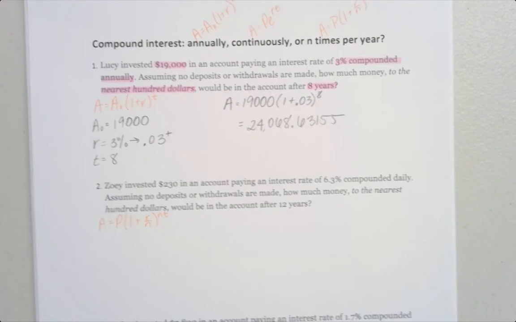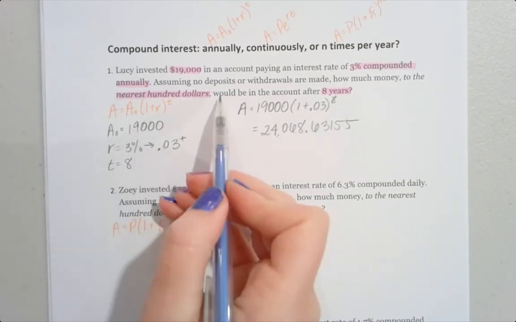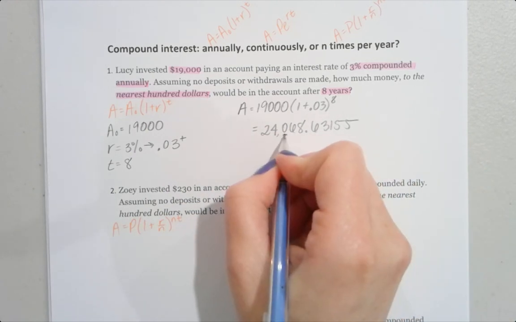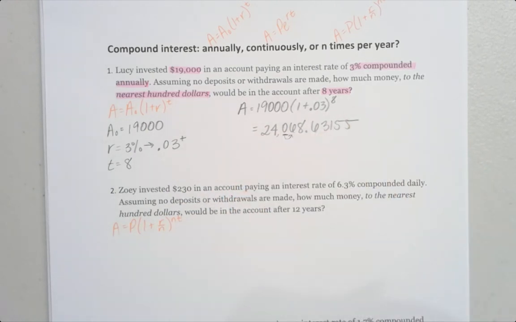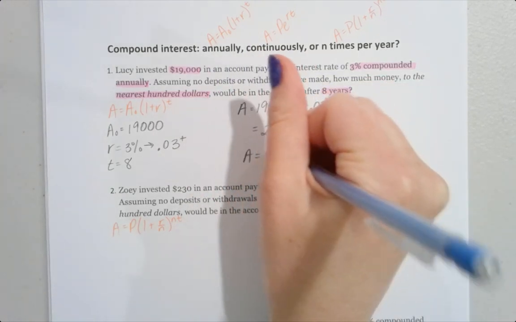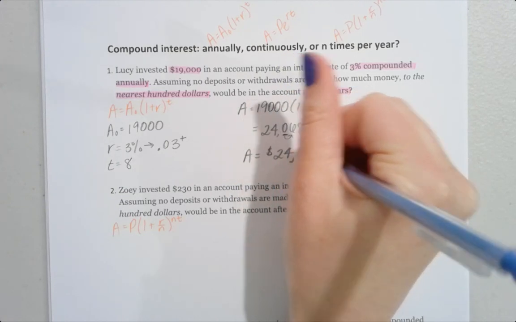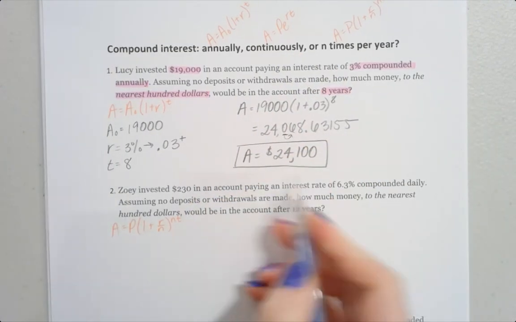All right, good thing I had my calculator handy. They're asking us to round to the nearest $100. So $100 is here, so we're going to look over at this spot, and it's telling me 6 is enough to round up. So our final answer is going to be $24,100.